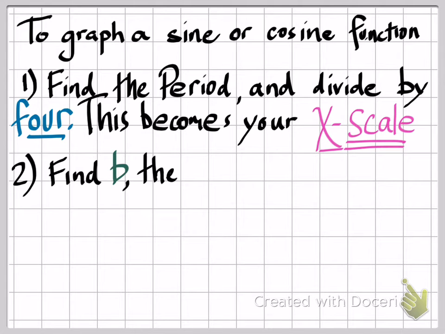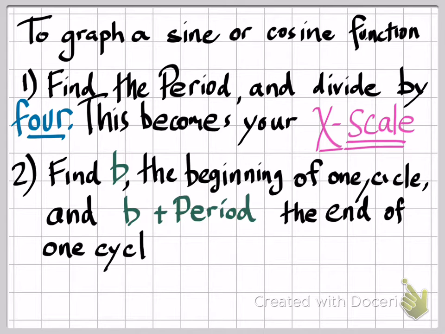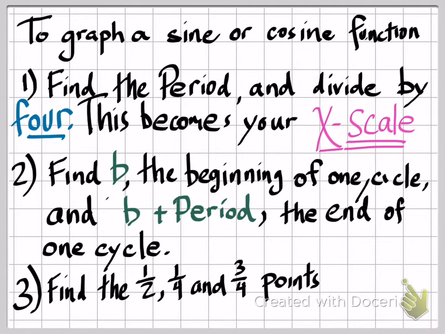Next, the 5-point method really begins with B. That's the beginning of one cycle, and the second point of your 5-point method is the end of the cycle, and you get that by adding B plus the period. So find B, and then B plus the period, which you just found out earlier, and that's the first and second points of your graph. Pretty nice. You've got 2 out of 5 then. Then the third, fourth, and fifth points are the 1/2, 1/4, and 3/4 points, respectively, of your cycle. And those depend a little bit on whether or not you're graphing sine or cosine. And I will have an example of each to show you how they differ from each other. Okay? Well, take a look at those.